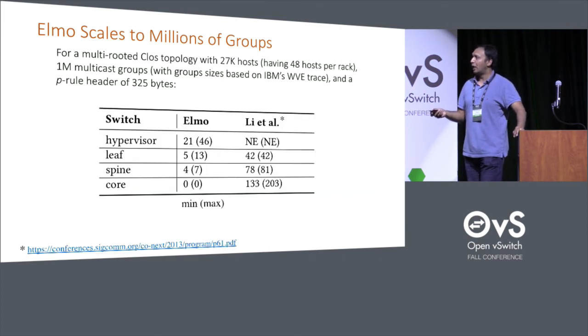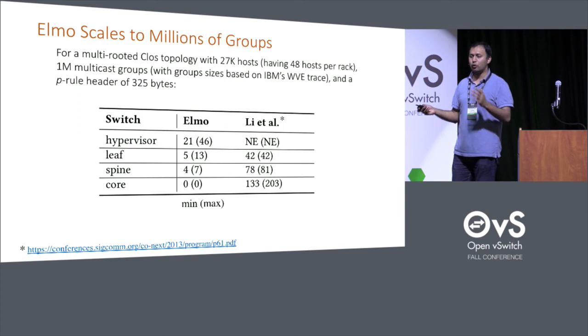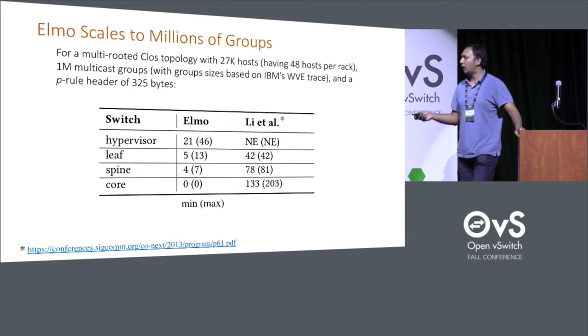The next thing that we wanted to evaluate was, okay, what is the control plane overhead? Like whenever a change happens, how often does the controller have to go and update the switches? In this case, what we found is that for core switches, because we are always using bitmaps, there is no S rule, so there is no update. For spine and leaf switches, the updates were in the tens of updates per second, and then hypervisor switches were seeing most of the updates.